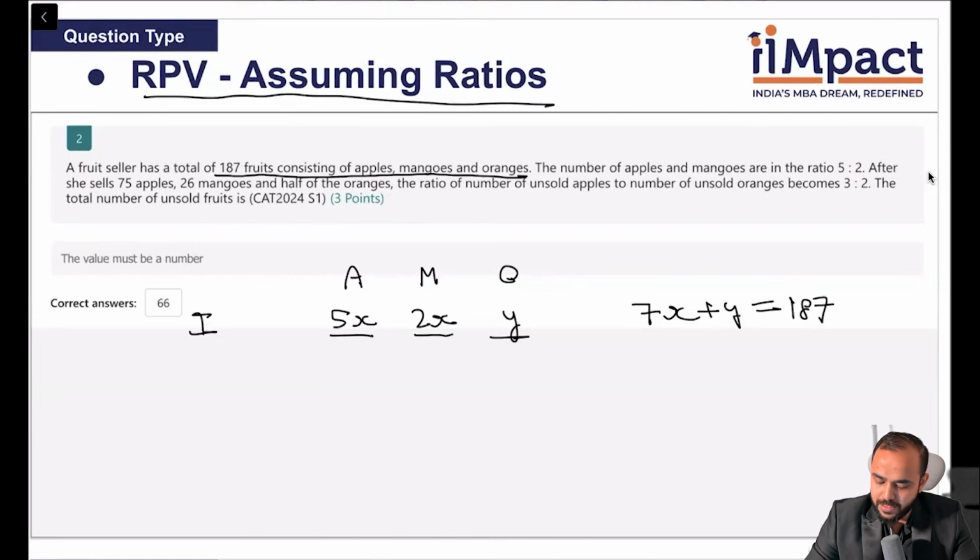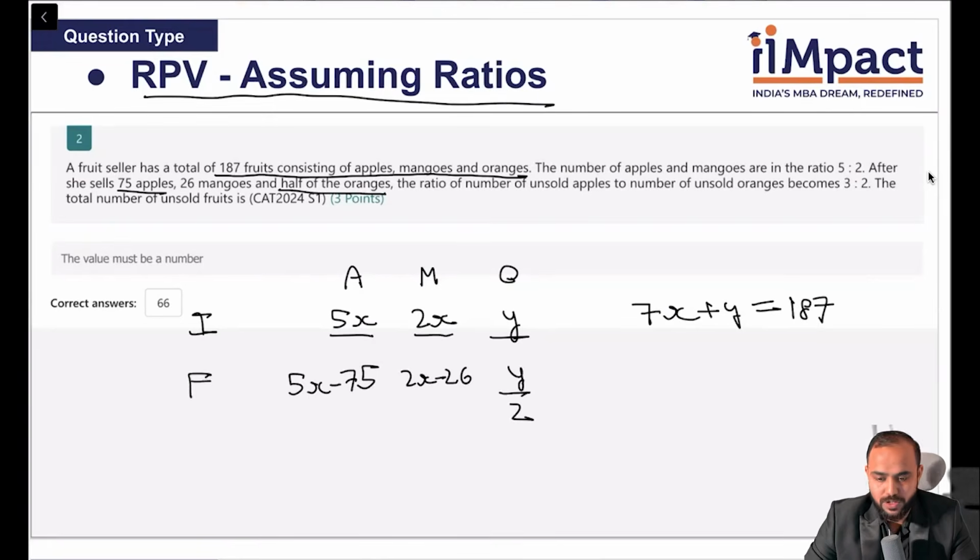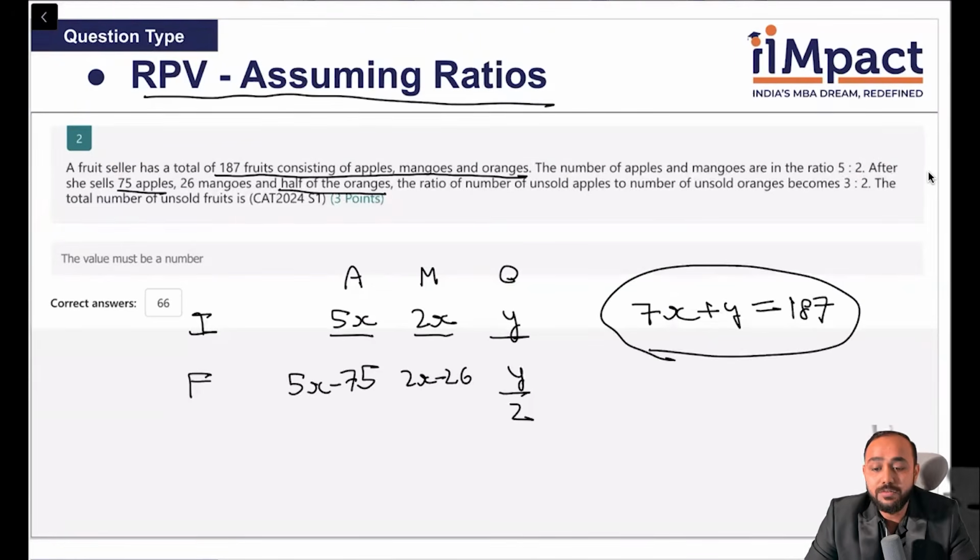After this, the person sells 75 apples. So how many apples will remain? 5x minus 75. How many mangoes will remain? 2x minus 26. And half of the oranges are sold, which means y by 2 oranges will be left. This is your final situation. I need to find the values of x and y. I so far only have one equation, which means I need an additional equation because I have two variables. And where is that additional equation?